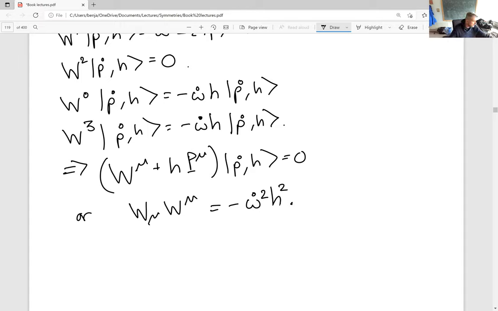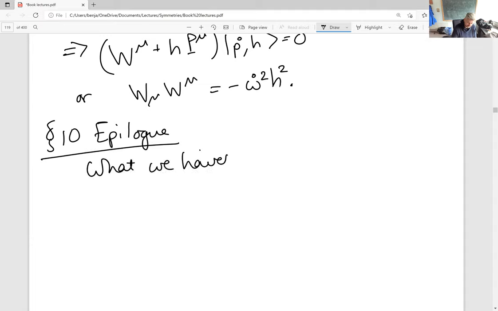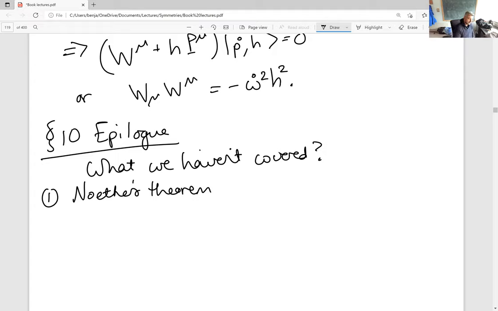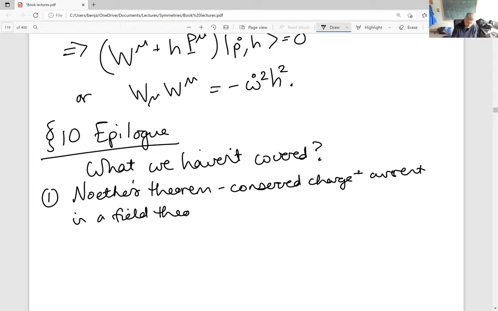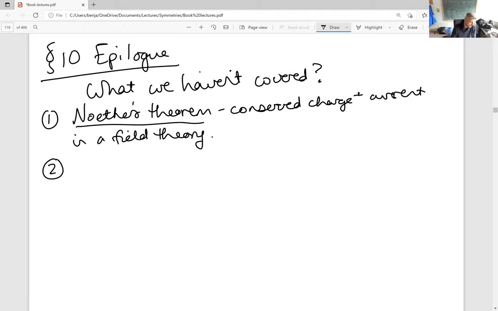Good. So now I've just got one last job to do, and that's to start the last chapter, which won't last long, I promise, the epilogue. So I just want to answer for you what we haven't covered that we might have done. Right, first one, Noether's theorem. This is a more quantum theoretic thing. So not necessarily quantum, but in a field theory in general, there's a conserved current along with every charge. So for every symmetry, you get a conserved charge and current in a field theory. And it works in classical field theories too, and there's a quantum version of it. So this is typically covered in the quantum field theory course if you're doing part three of the Mathematical Tripos.